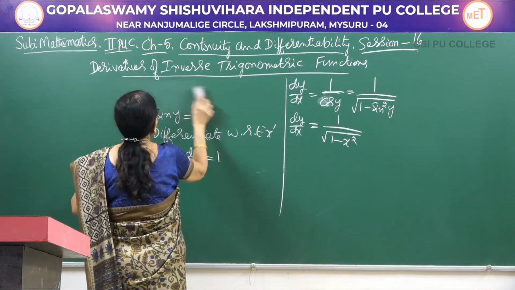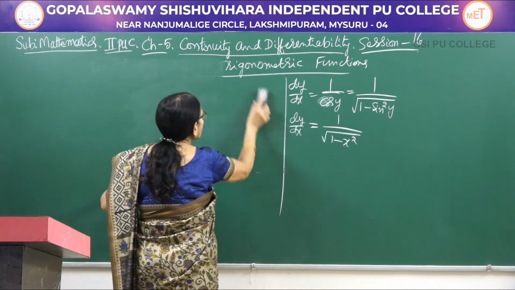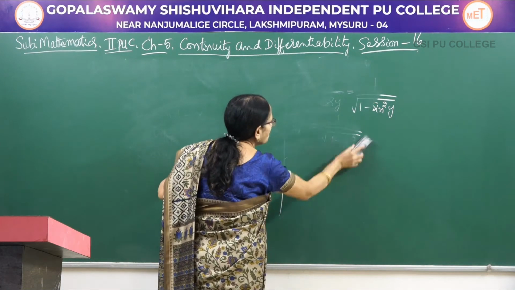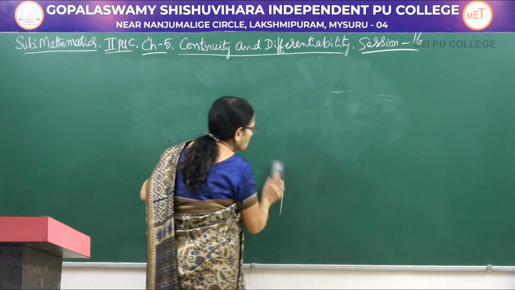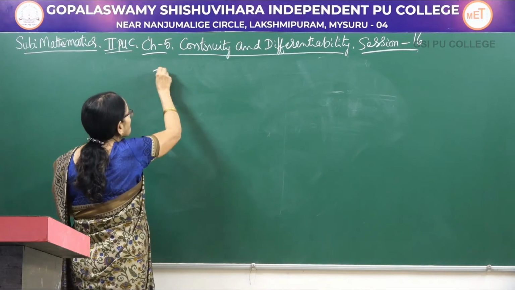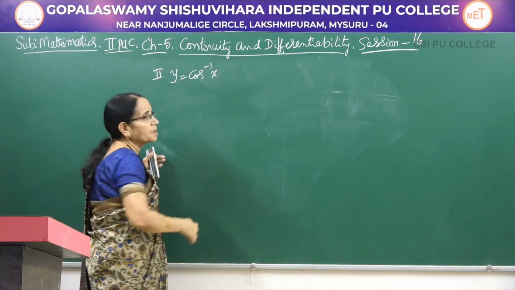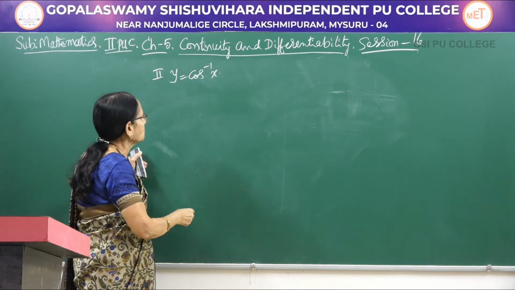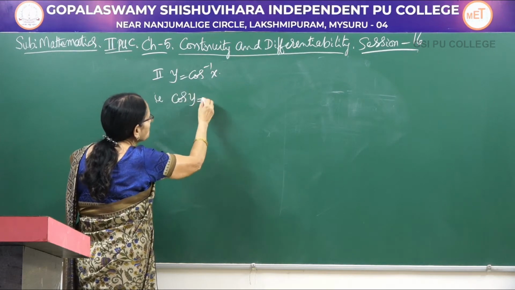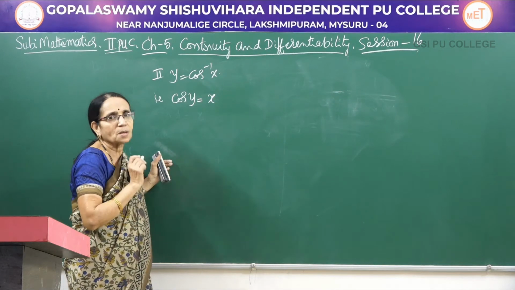Similarly, on the same lines, we are calculating the derivatives of all the 6 trigonometric functions. After you are familiar with all the formulae, we will be working out the problems. So let me move on to the second one. The second one is y is equal to cos inverse of x. Using the definition of the inverse trigonometric function, cos y can be written as x.